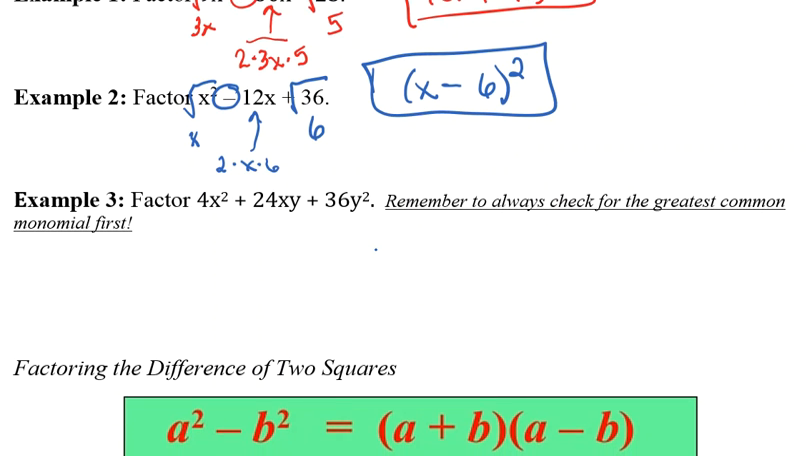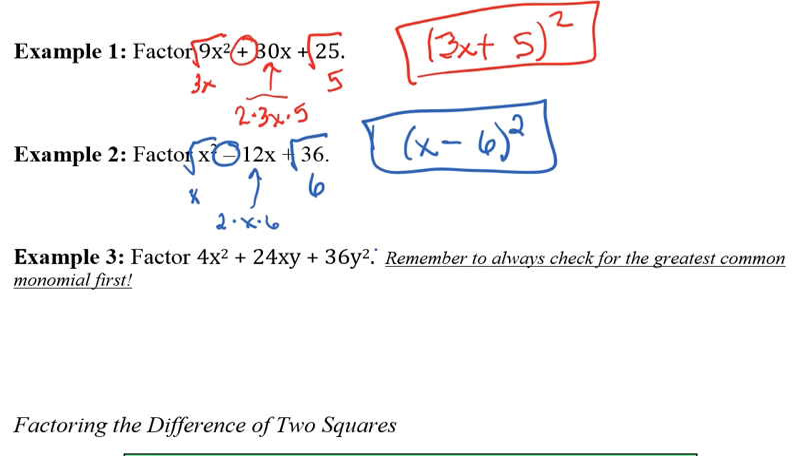Now we're going to look at this example 3. If you tried to square root it right now, you could do that. But what would happen is when you get to this answer, you're not totally factored. So what you want to make sure you do is, do they have anything in common first? 4, 24, and 36 are all divisible by 4. So really the first thing I want to do is take out that 4. So it's x squared plus 6xy plus 9y squared.